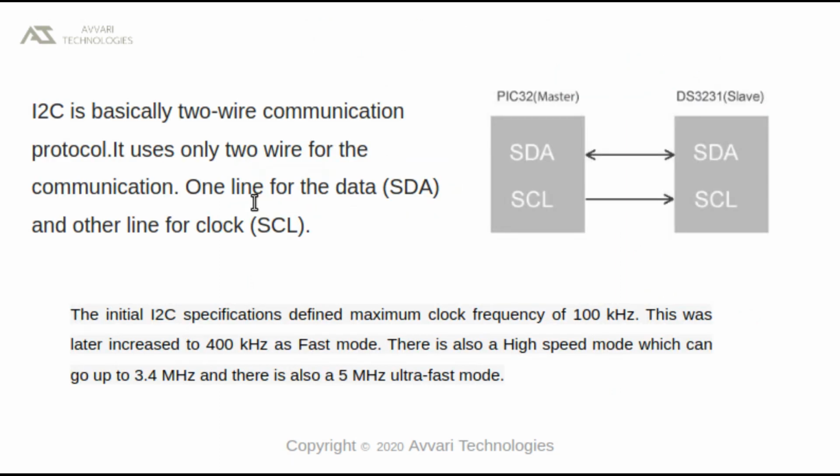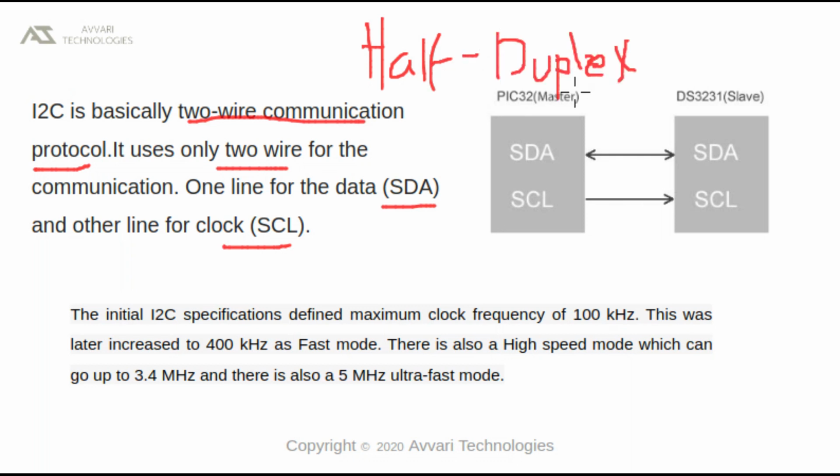What is I2C? I2C is a two-wire communication protocol because it only uses two wires for communication. One is the data line and the other is the clock. Remember, I2C is a half duplex protocol because between master and slave, or between two devices, you can either send data or receive data from one device.